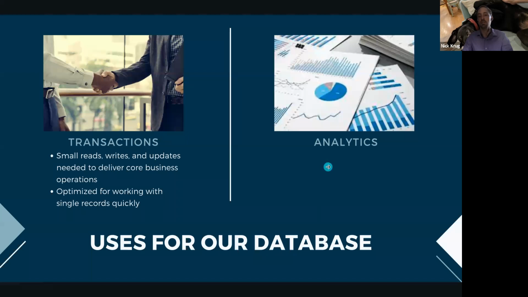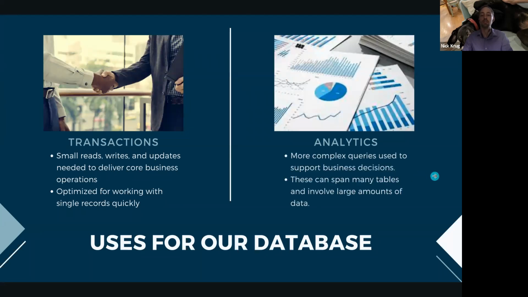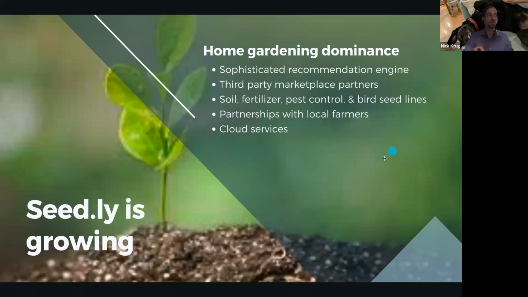On the other side of the house, we also have our analytical use cases. So these are going to be more complex queries that we need to support business decisions and allow us to see how our business is performing, see whether we're meeting our financial goals, and so on. However, our OLTP database is going to work fine for both use cases. It's just that the analytics one is going to require joins across many different tables and could be pulling millions of rows. But how does this change if Seedly were to take off?